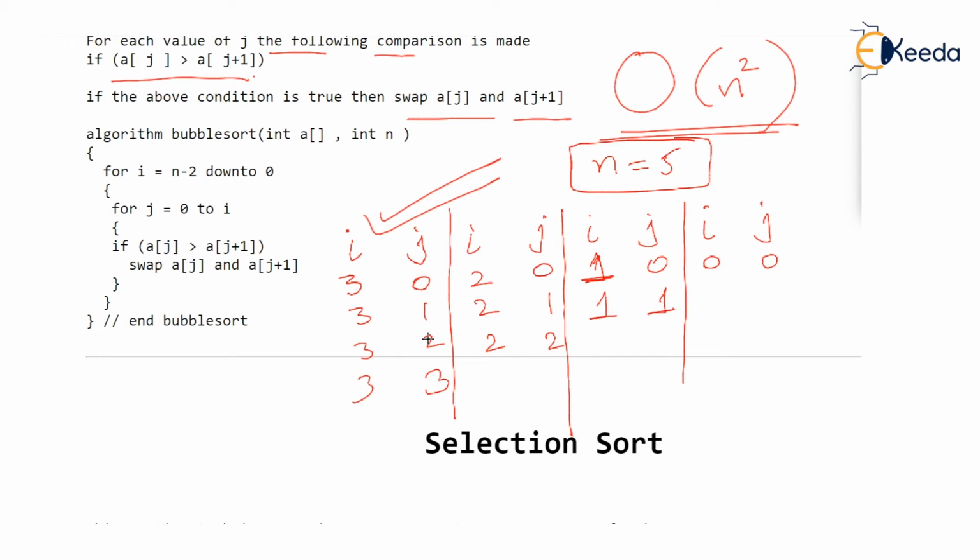Now tell me, isn't it that for each J, we are checking if A[J] is greater than A[J+1]? So this comparison is getting done for each value of J, isn't it? For each value of J. So how many times is this comparison getting done? The number of times this comparison is getting done will be counted by us now.